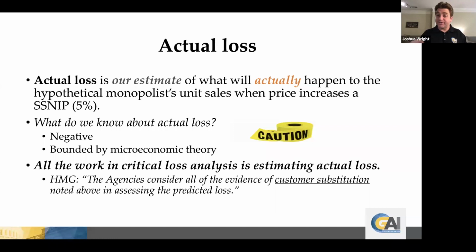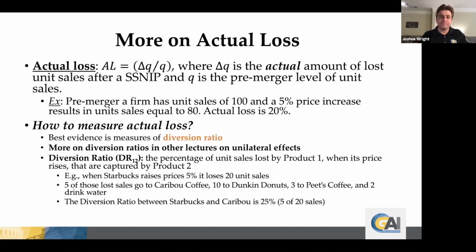Okay, actual loss, again, is our estimate. Actual loss is an estimate. We don't derive it on the blackboard. Theory tells us, look, it's negative. We know when you increase the price, you reduce sales, and we can bound it with economic theory. But lots of evidence is relevant to estimating actual loss, and the HMGs reflect this, saying, look, we'll look at all of the evidence on customer substitution to figure out what will actually happen. Okay, a couple of last things to round out critical loss analysis.